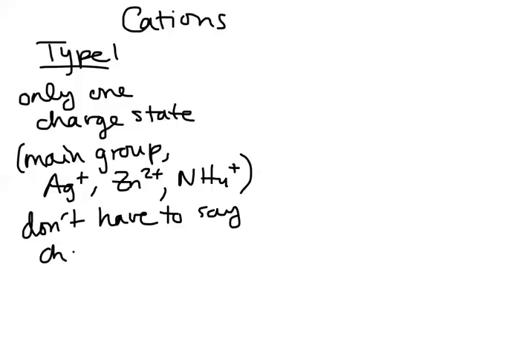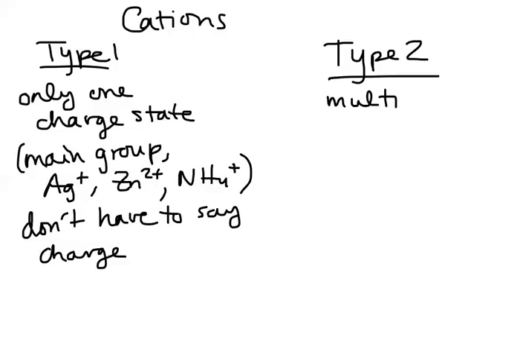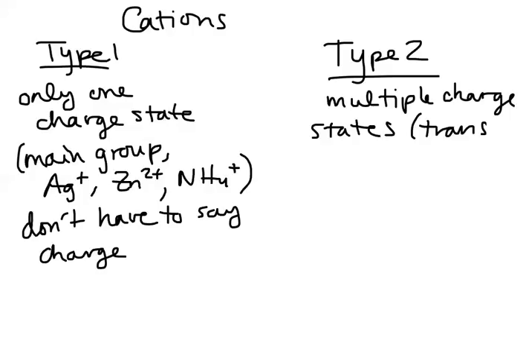Because any chemist worth their salt would be able to look at the periodic table and say, well, barium is in group 2A, it has a 2+ charge, instead of having you tell them what the charge is. Type 2 cations, what are those? Multiple charge states. Where do these tend to be? They tend to be transition metals, and then what 2 additional?